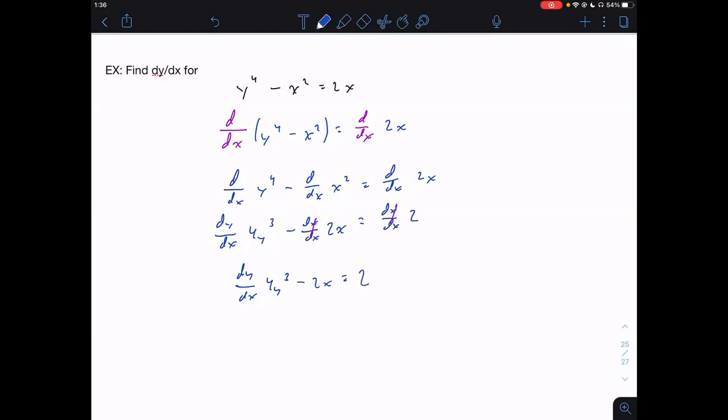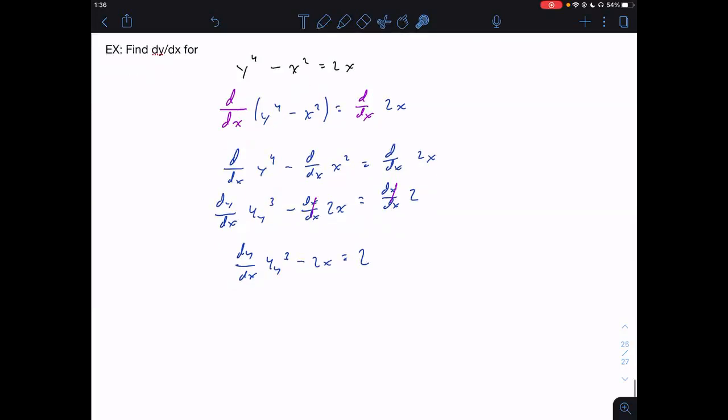Okay, so now we got to use algebra here. And now what we're pretty much going to do is use algebra to solve for dy over dx to get this implicit derivative by itself. All right, so we're going to add 2x to the other side. It's going to have dy over dx times 4y cubed equals 2 plus 2x.